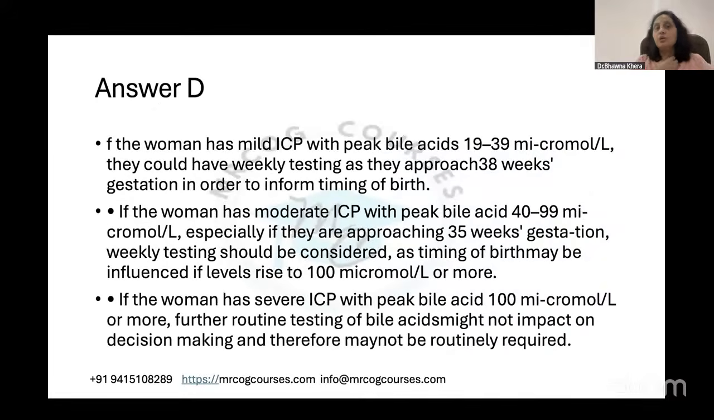So what to do now? Because it is individualized, it is more about when you are close to the delivery date. You know that you will be delivering at 38 to 39 weeks. So prior to that, from 35 or 36 weeks, you can start the weekly testing. Now it is 31, so you can start testing around 35 weeks.